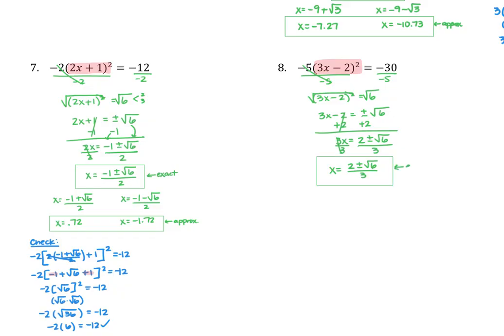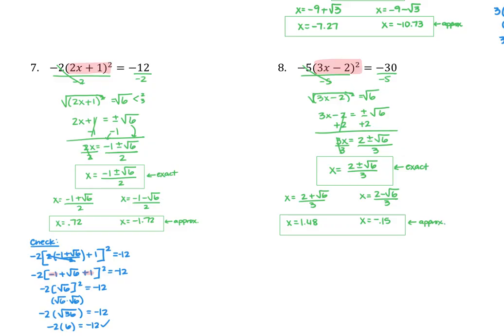To get my approximate, remember I break it into 2. I have 2 plus the square root of 6 divided by 3, and that gives me the decimal of 1.48. And then I'm also going to do 2 minus the square root of 6 divided by 3, and that's going to give me the decimal of -0.15. So that would be approximately what I get for my solutions.